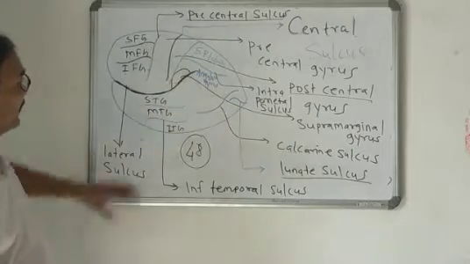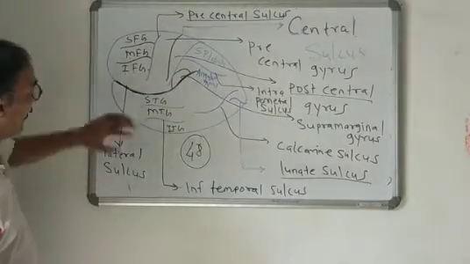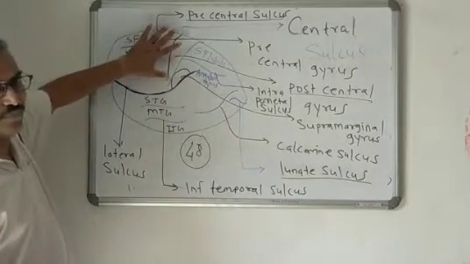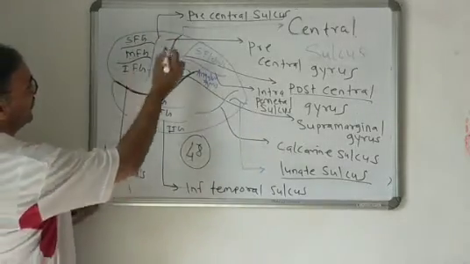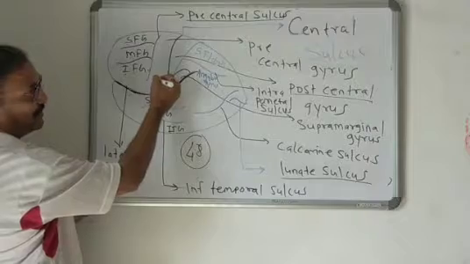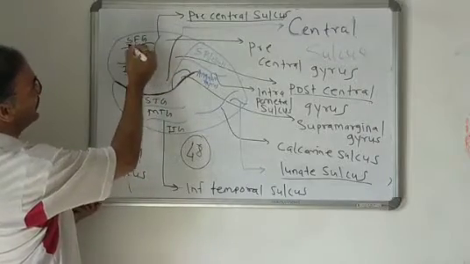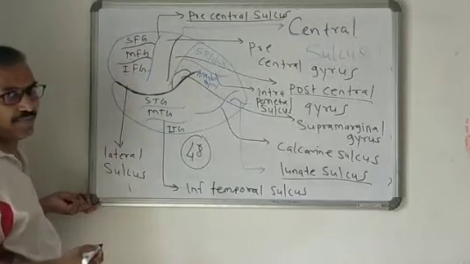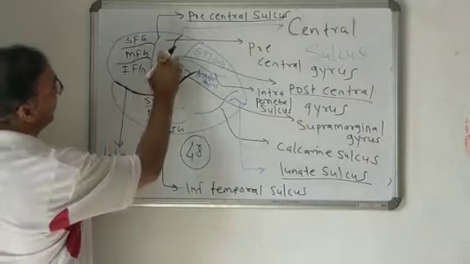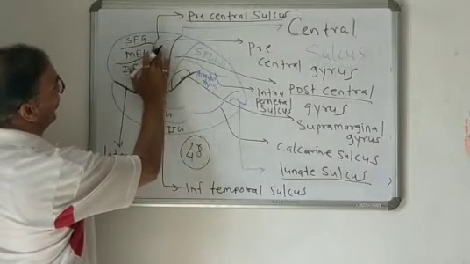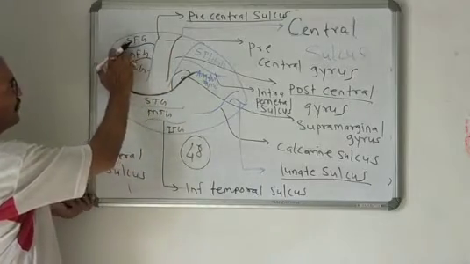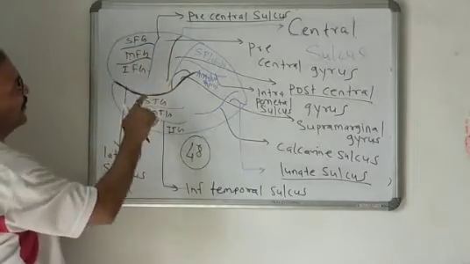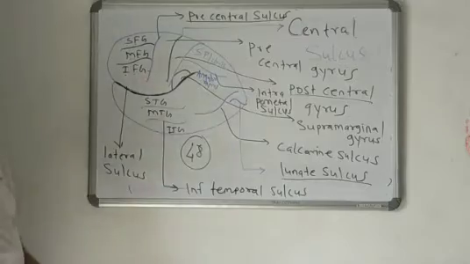I repeat, all the sulci and gyri present here. Now the frontal lobe consists of important sulci: the central sulcus, precentral sulcus, superior frontal sulcus and inferior frontal sulcus. The gyrus exactly in front of the central sulcus is the precentral gyrus. Then this is the superior frontal gyrus, this is the middle frontal gyrus, and this is the inferior frontal gyrus.